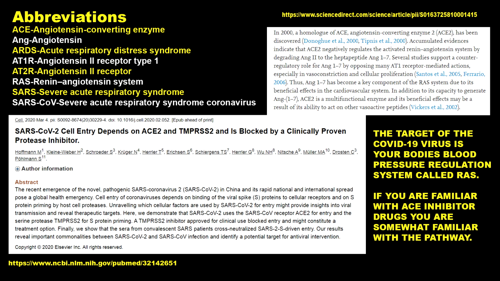Now, for those of us with high blood pressure, diabetes, people who smoke, COPD, also known as emphysema, COPD being chronic obstructive pulmonary disorder, having to do with the pulmonary channels within the body.